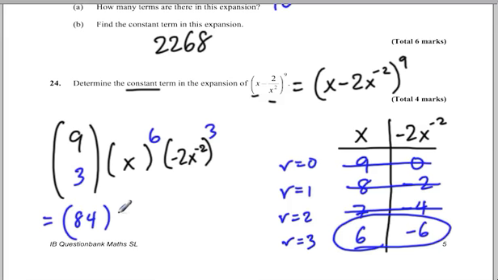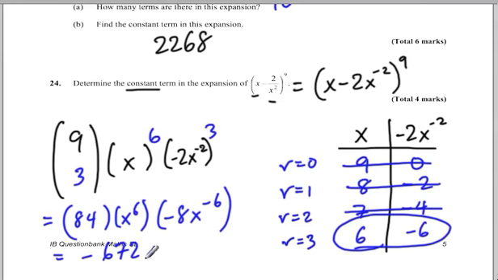Okay, that's x to the power of 6, and this is negative 2 cubed, which is going to be negative 8, and this is x squared, so this is going to be x to the negative 6, and so our solution is 84 times negative 8, which is negative 672. And this is going to be x to the power of 6 times x to the negative 6, and these two will add up to 0, and x to the power of 0 is 1, so we don't even need to write them at all. So they go away. So our constant term, because that's what we're looking for, is negative 672.